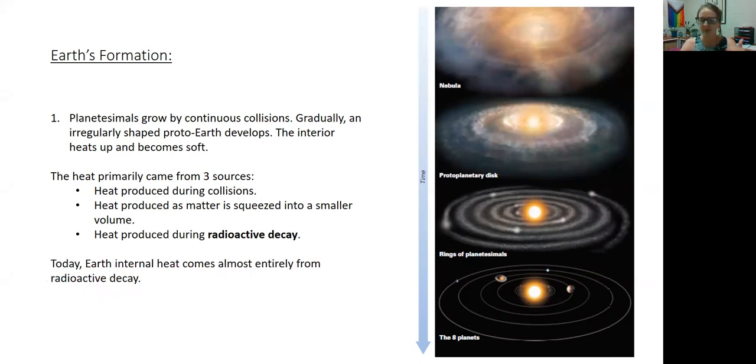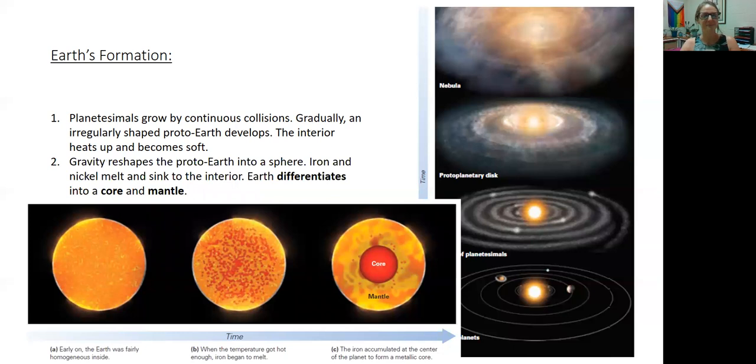So there's those three sources of heat. Today, we don't have as many collisions, right? We don't have an asteroid hitting Earth all the time. Earth is no longer squeezing into a smaller and smaller volume. It's pretty much packed as small as it's going to get. So today, most of the heat within Earth comes from radioactive decay. And within Earth, it is freaking hot. It's very, very hot within Earth, right?